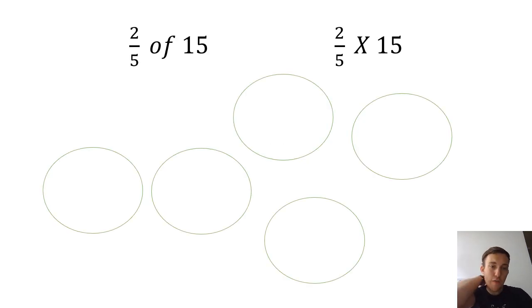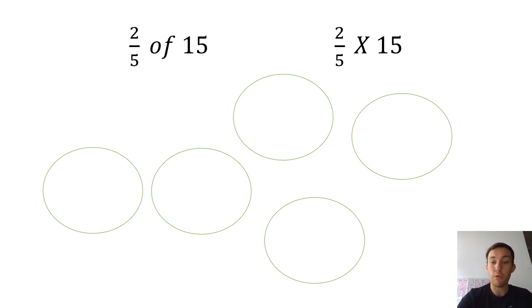Okay, so we've got 2/5 of 15, and this can be expressed in exactly the same way as 2/5 multiplied by 15. So I'm going to show it to you visually first, and then we can use our written strategy. Okay, so 2/5 of 15. We essentially need to get that 15 and share it between 5 circles or 5 groups.